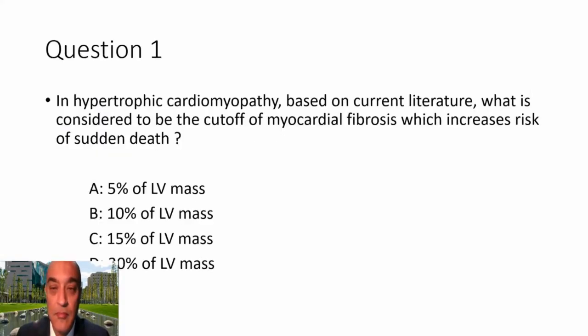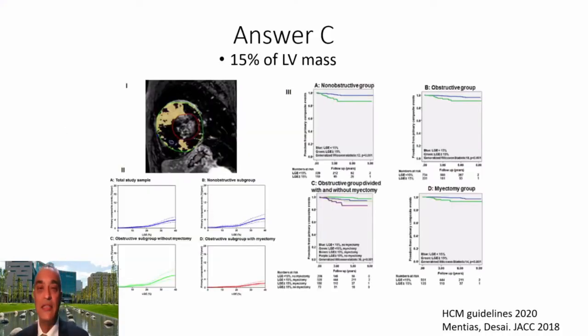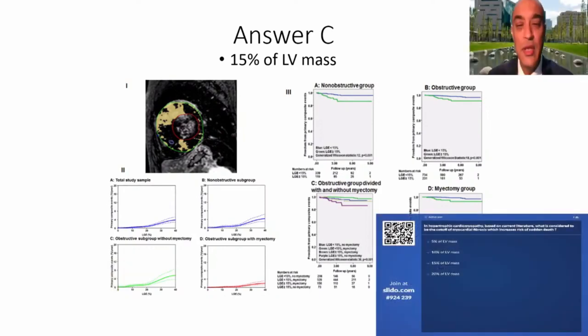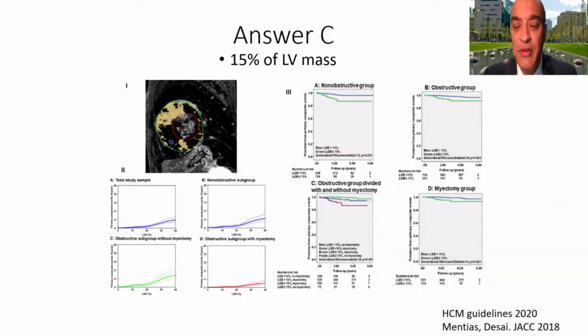Tell him all the people answered 15%. Perfect. That's great. So everybody's paying attention. There's no post-lunch siesta here. So as I showed you, HCM guidelines also suggest a 15% LV mass or higher. And this is our paper showing that from a few years ago.